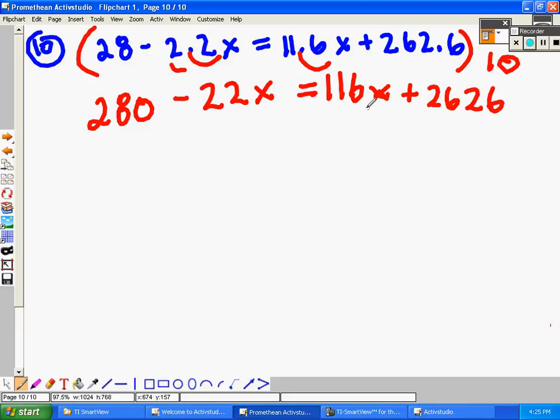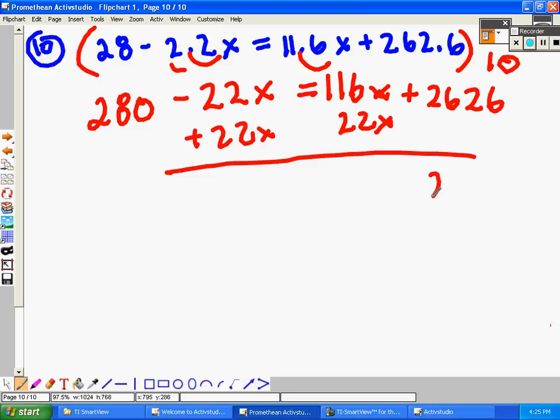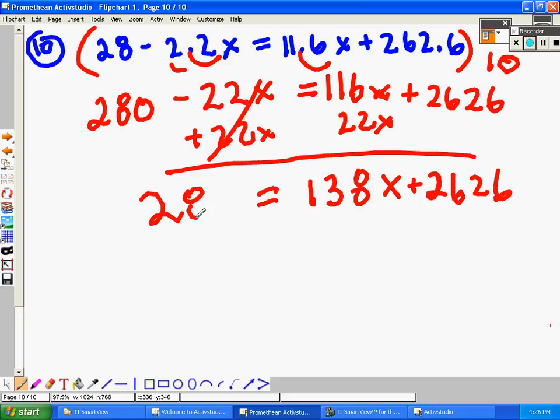Now, if you would have used the decimals, you're going to end up with the same answer, though. So I'm going to add 22x to both sides, bring down up, and that equals 138x plus, bring everything else down, 2,626, which is equal to, that canceled out, 280. Next, what I'm going to do is I'm going to subtract 2,626 on both sides.